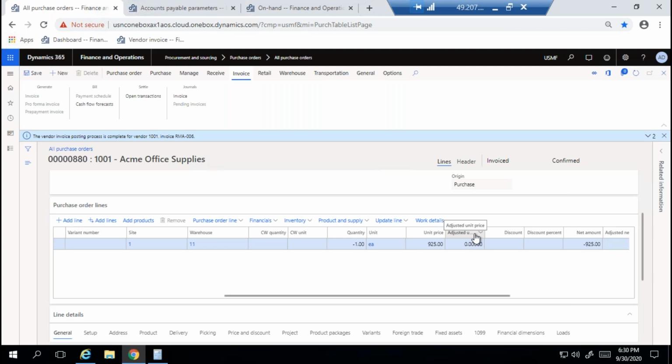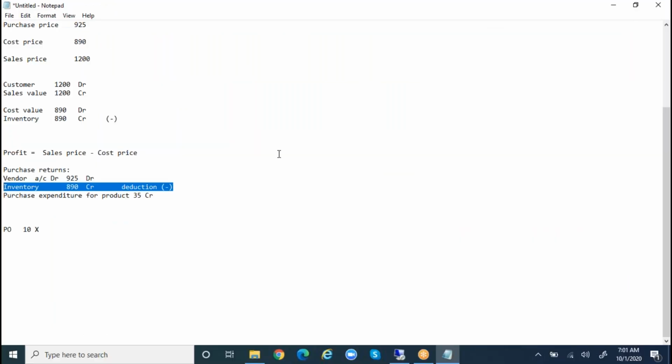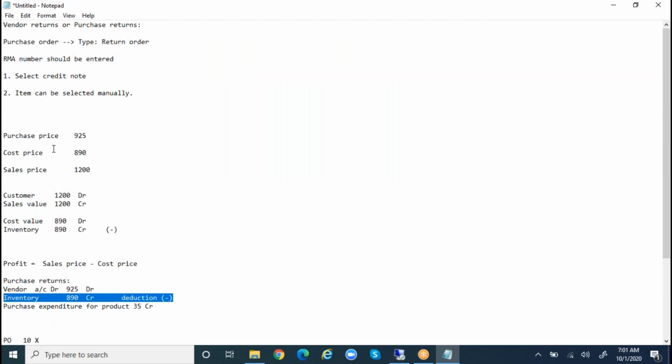Is there any possibility that the cost price will be more than the PO price, like 925, 950? Always cost price is equal to purchase price minus discount plus charges. This I have explained very first.